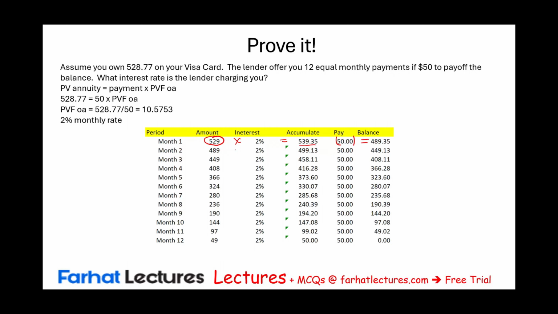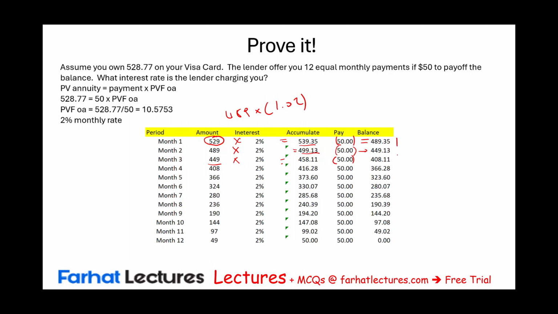Month 2, again, you're going to have this balance. The credit card company will charge you 2%. Now you take this amount, $489 times 1.02 to get the 2%. Your balance will be $499.13. You pay $50. What's left is $449.13. Now this remaining balance, you'll be charged 2% on it, and the balance will become $458.11. Then you pay $50.